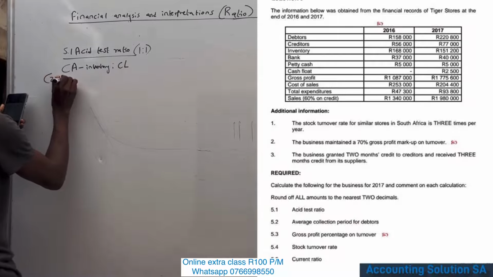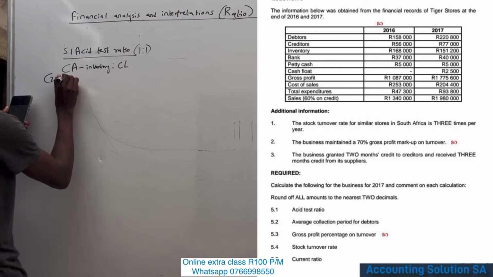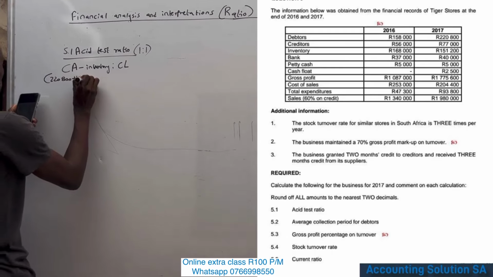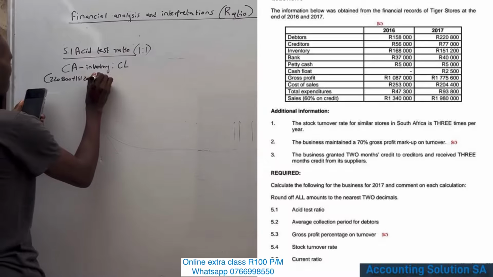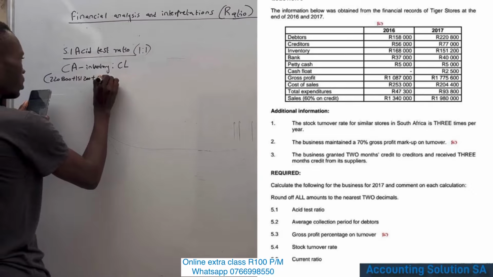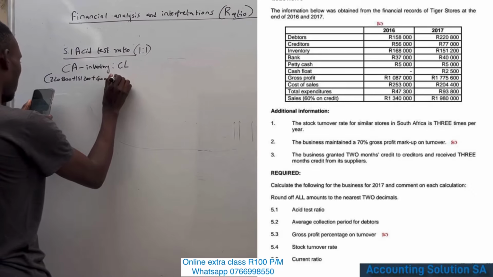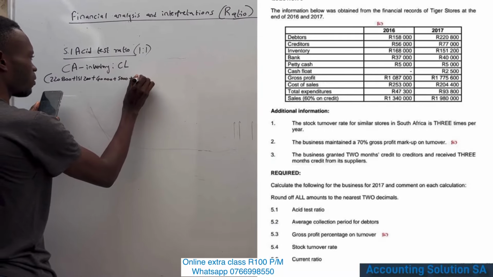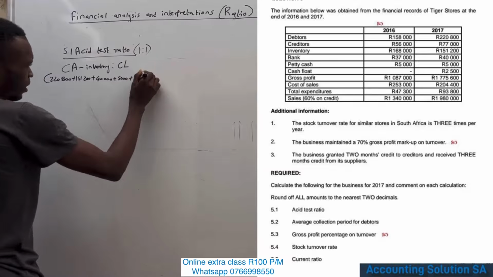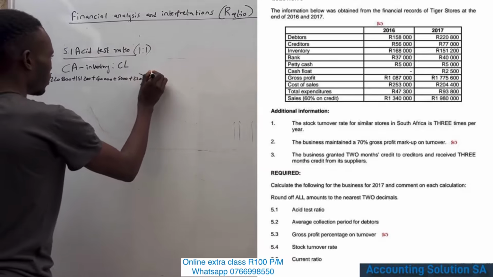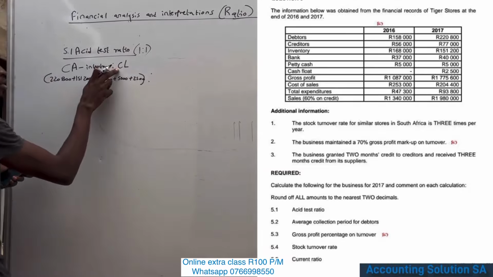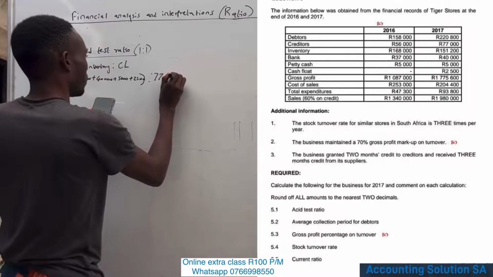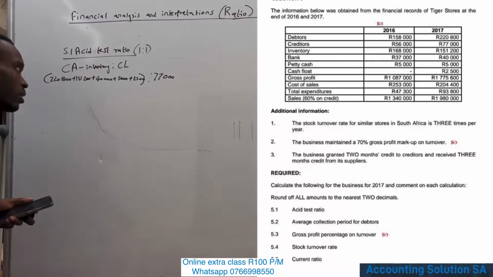It's 220,800 plus 151,200 plus 40,000 plus 5,000 plus 2,500. You have to add all these. Now when it comes to this side of current liability, we only have 77,000. That's the only current liability that we have.